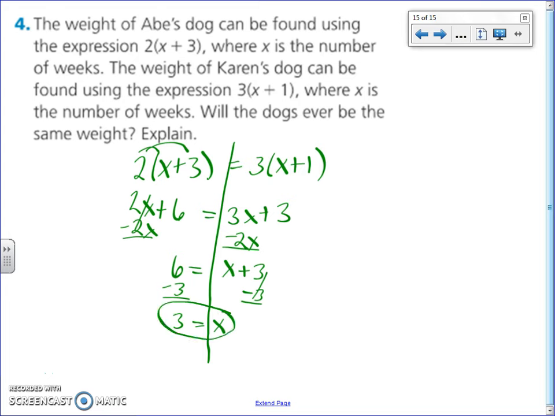Okay, so what this means is that at 3 weeks, they will have the same weight. If for some reason we got something like 3 equals 3 here, and it's infinitely many solutions, that would mean that they would always have the same weight. But since we have a specific value here, we are going to use that as the number of weeks. Remember up here it says x is the number of weeks. So at 3 weeks, the dogs will be the same weight.